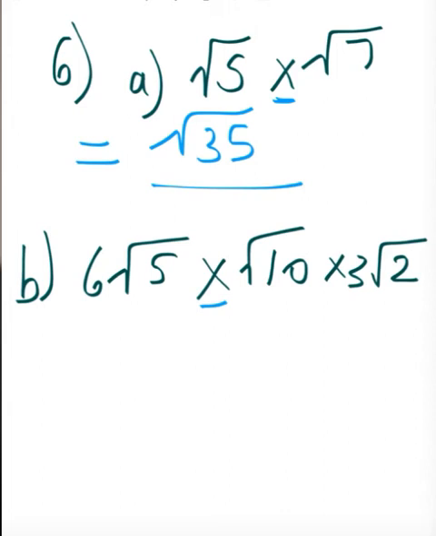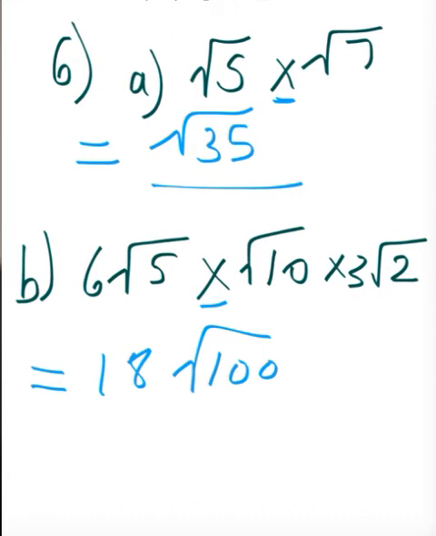And okay, so with B, once again, there are no negatives in these ones, so my answer is going to be positive. That's really your first check. We're multiplying. And now let's multiply the outside numbers. So we've got 6 times 3, which is 18, and square root. All right, we've got 5 times 10 is 50, and 50 times 2 is 100.